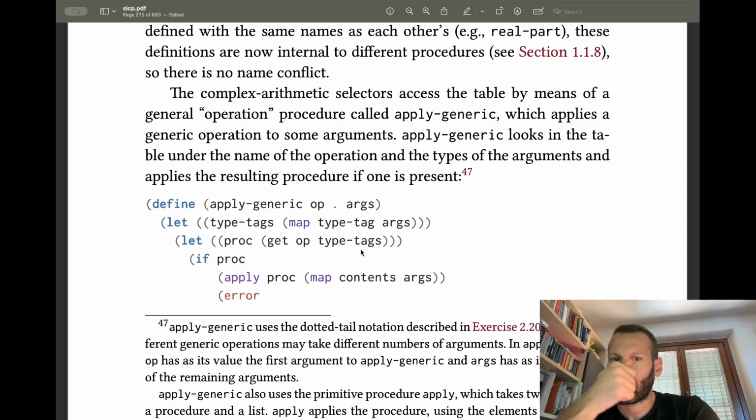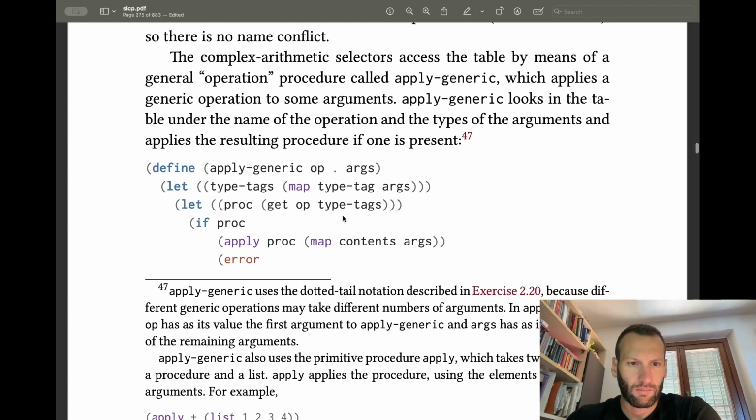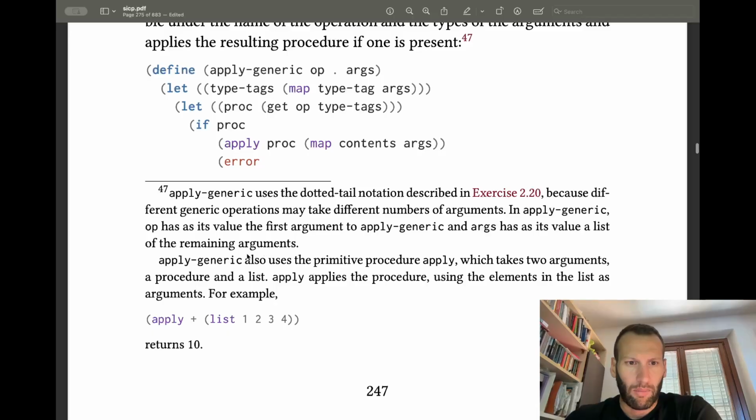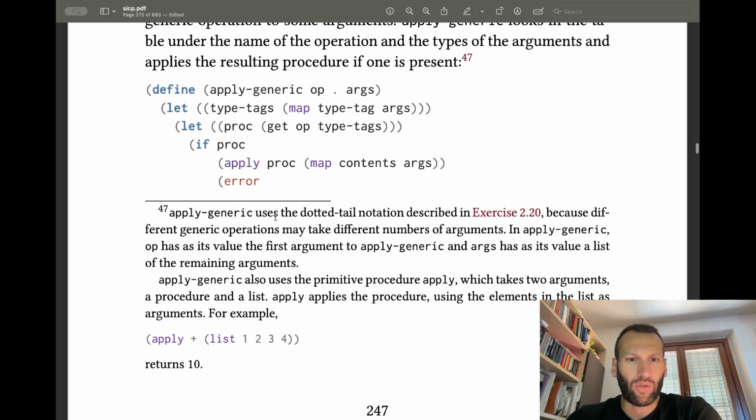Apply generic also uses the dot tail notation because different generic operations may take different numbers of arguments. In apply generic, op has as its value the first argument to apply generic, and args has as its value a list of remaining arguments. Apply generic also uses the primitive procedure apply, which takes two arguments, a procedure and a list.